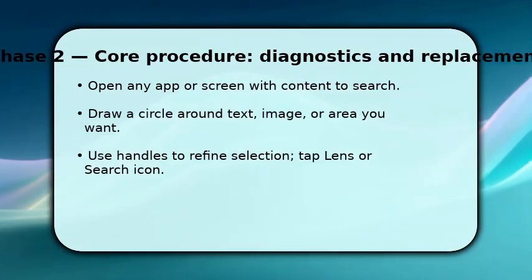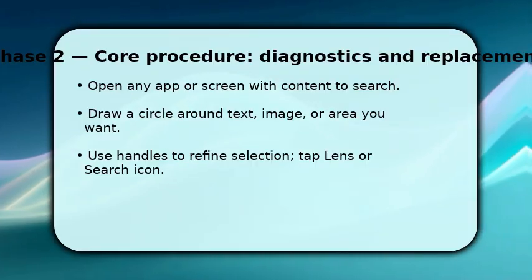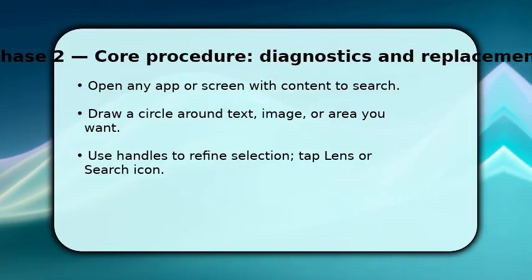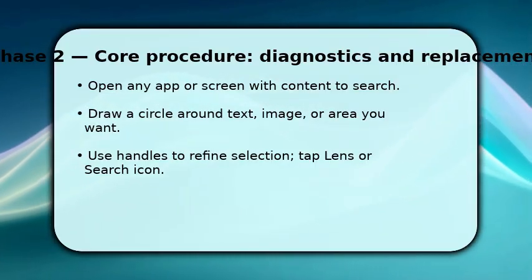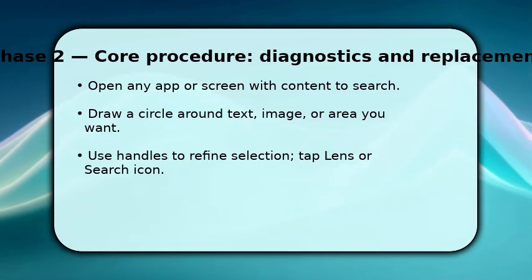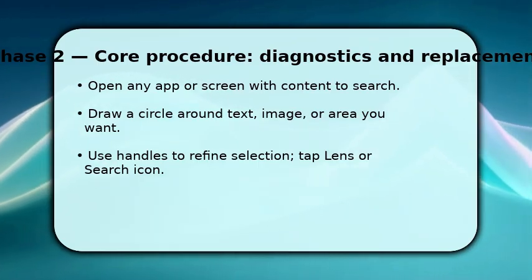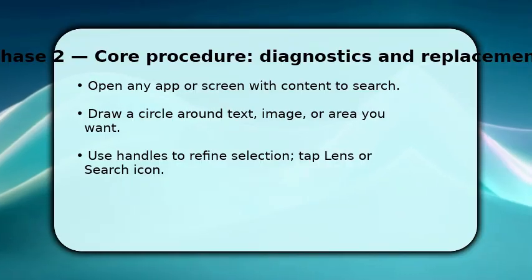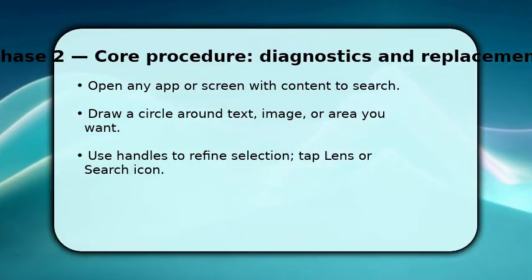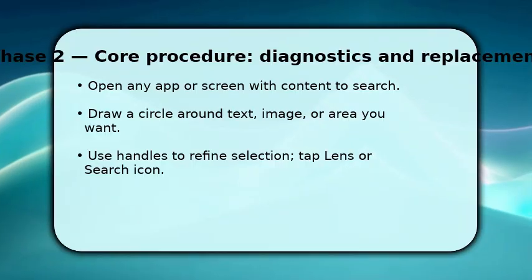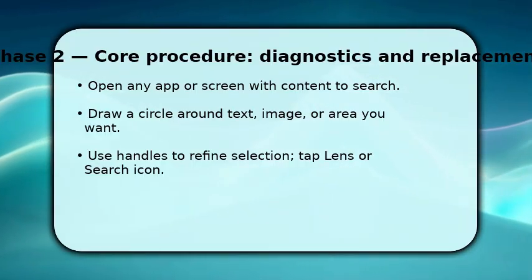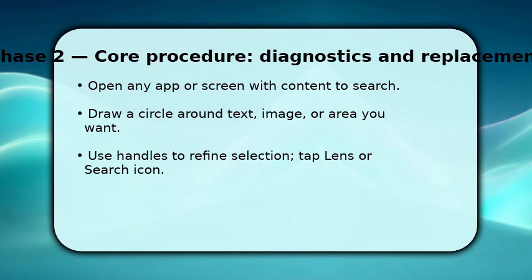Quick, loose strokes work best to capture text, image, or a region. Once drawn, the selection overlay appears. Make sure to use the handles to refine edges so irrelevant parts are excluded. Tap the lens or search icon that appears. Google processes the crop and then shows results, actions, and contextual suggestions for that exact content.